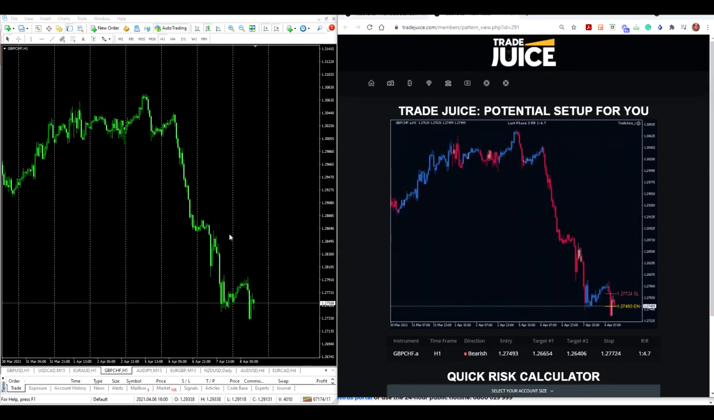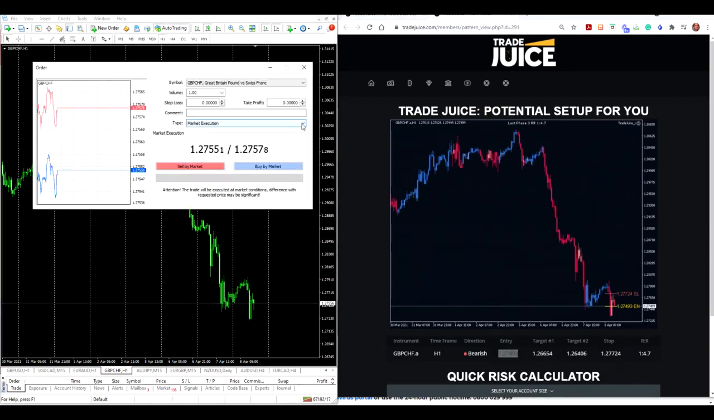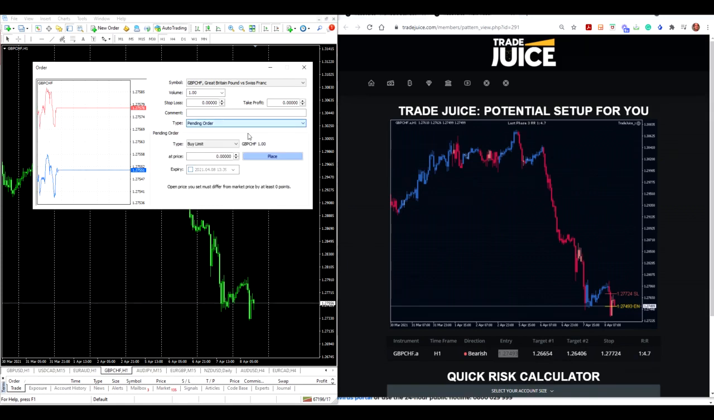So there's my MT4 chart. There's the Tradeology chart telling me the entry, stop, and the targets. What I'm going to do then is simply set the entry point, because price has not yet reached that point as yet. As opposed to a market execution, or immediate execution, I'm going to enter a pending order, and I'm going to go short.